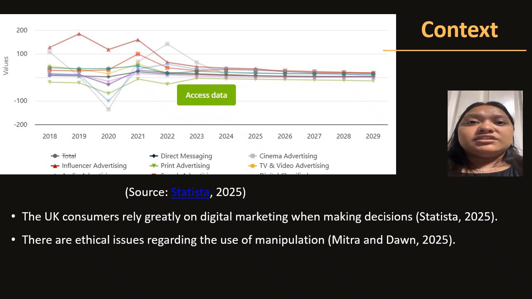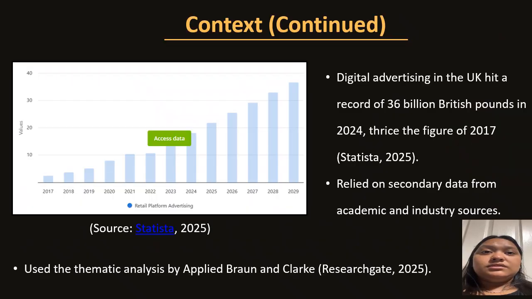To support this investigation, we relied on secondary data and industry reports. These sources help paint a clear picture of how digital marketing is evolving and where the ethical boundaries are being tested. According to Statista 2025, digital advertising in the UK reached a record 36 billion in 2024. That's three times the amount of 2017. This rapid growth illustrates not only the dominance of digital marketing but also the expansion of its reach and influence.